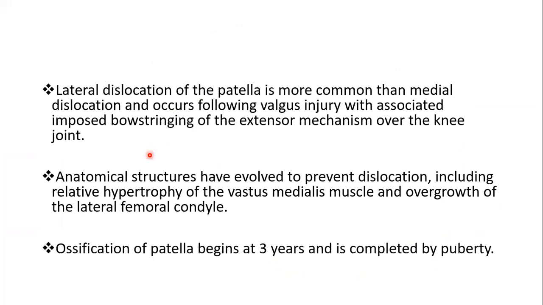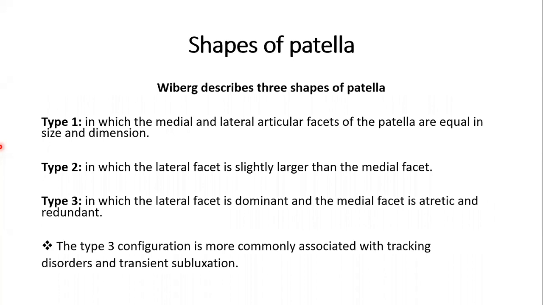Lateral dislocation of the patella is more common than medial dislocation and occurs following valgus injury with associated posting of the extensor mechanism over the knee joint. Anatomical structures have evolved to prevent dislocation, including relative hypertrophy of the vastus medialis muscle and overgrowth of the lateral femoral condyle. Ossification of the patella begins at 3 years and is completed by puberty.